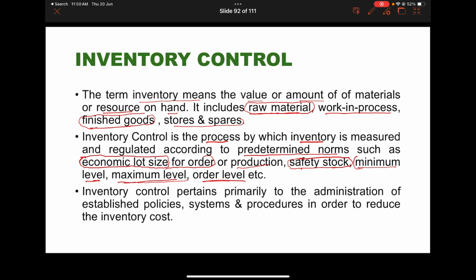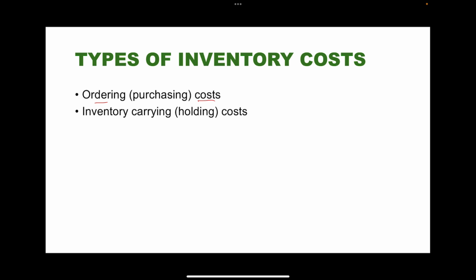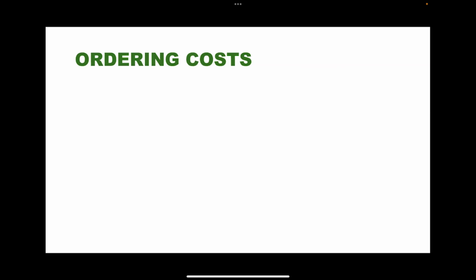Inventory control pertains primarily to the administration of established policies, systems, and procedures in order to reduce the inventory cost. This is our final aim, that is to reduce the inventory cost. So now let us see the types of inventory cost. These are the ordering cost, and then you have the inventory cost, then the out of stock shortage cost. We have seen all these in the example. And then you have other cost.